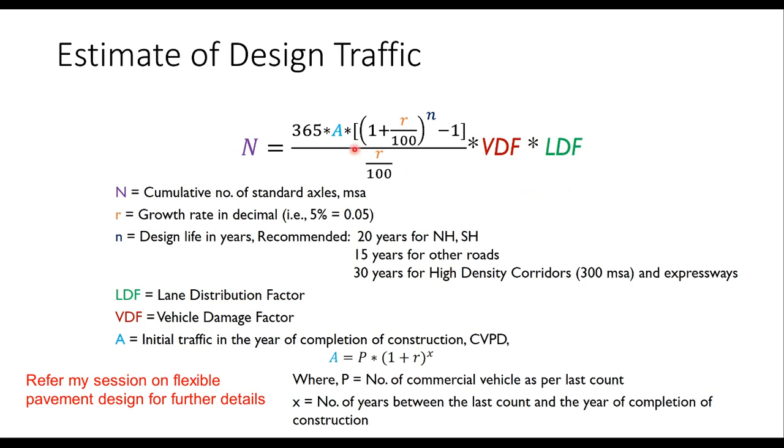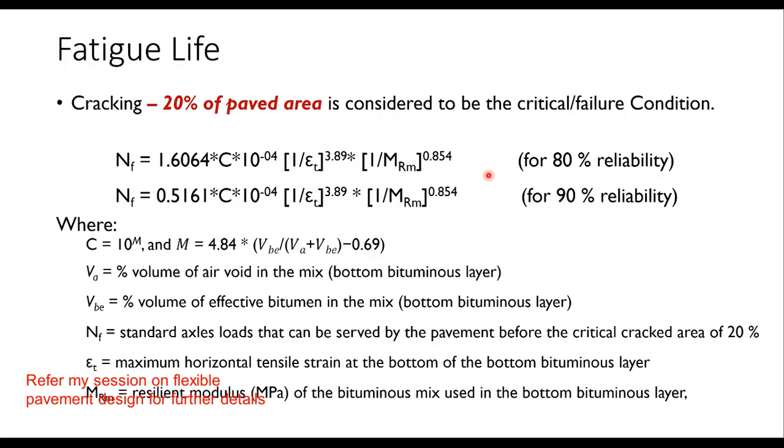A is the initial traffic in the year of completion of the construction period. R is the rate of growth. VDF is the vehicle damage factor, and this is the lane distribution factor. I have explained this in detail in my earlier session on design of flexible pavement.